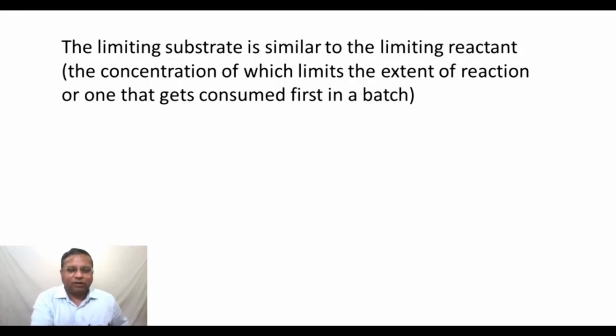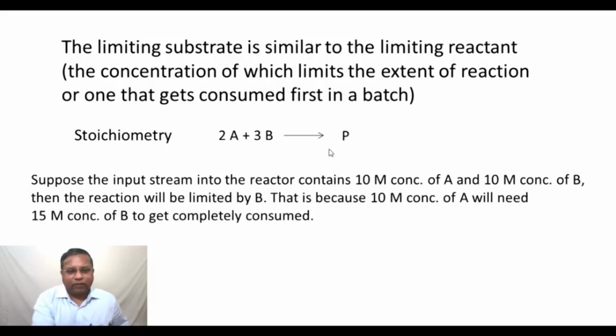Let us see an example to understand this a little better. Let us consider the following stoichiometry: 2A plus 3B gives you P. In other words, 2 moles of A needs 3 moles of B to react completely to give you 1 mole of P. Suppose the input stream to the reactor, let's say it's a continuous process, contains 10 molar concentration of A and 10 molar concentration of B. Molar is nothing but moles per liter.